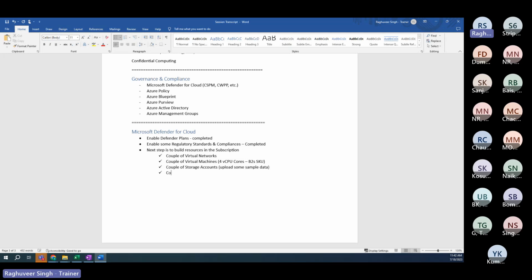So this is what you need to build: virtual machines, virtual network, storage accounts. And if you know how to build databases, then you need to provision at least one SQL DB. This is the bare minimum that you need to provision in your subscription so that Defender will start to assess and report compliance at scale. And we will use the same configuration as a data source for Sentinel. This is a blank subscription that has been given to you. In this blank subscription, you will need to build your environment, and that environment we will monitor using Microsoft Sentinel.